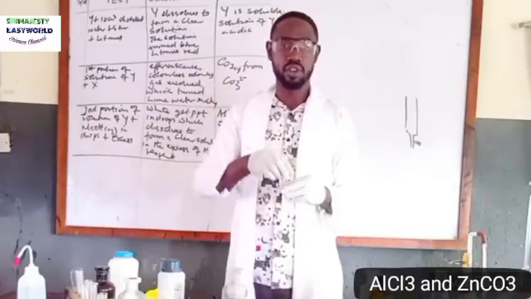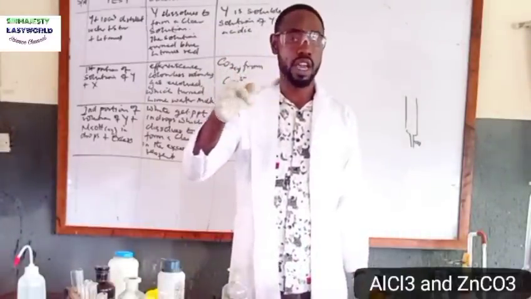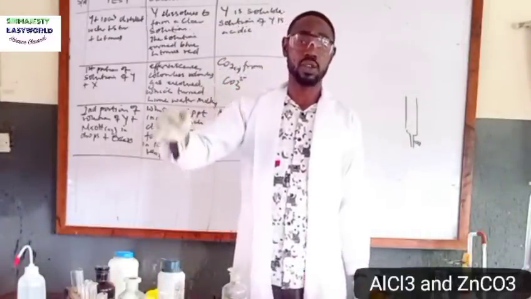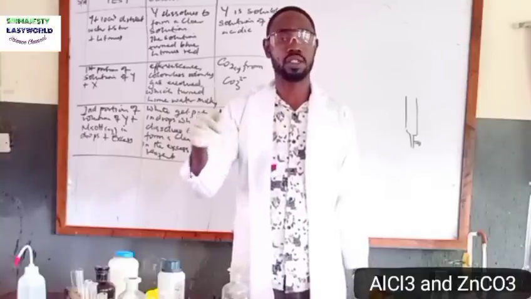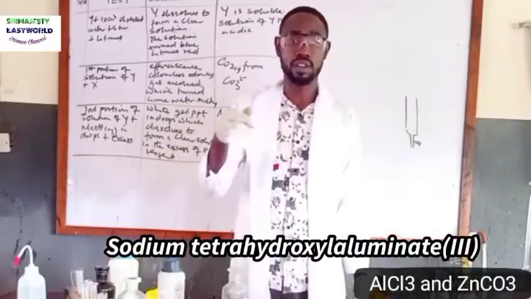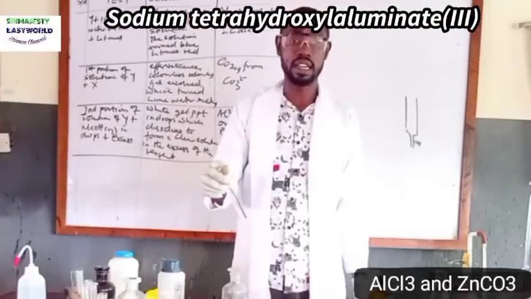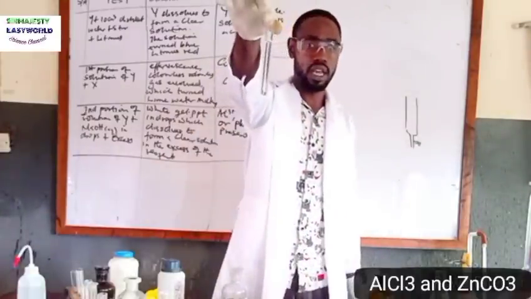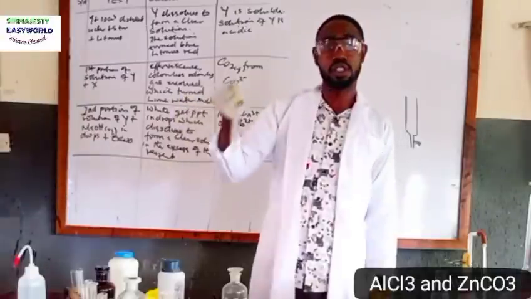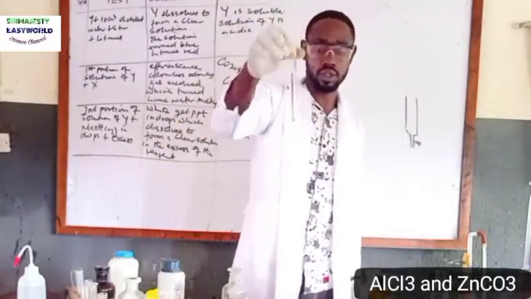So when I added in drops of sodium hydroxide, I'm explaining the chemistry, what was formed was actually aluminium hydroxide. Then adding excess of sodium hydroxide, the sodium hydroxide will now react with aluminium hydroxide to form a complex salt known as sodium tetrahydroxoaluminate, which is NaAl(OH)4. That is the compound here, and that's why it dissolves. If it is lead, it will still form the complex salt of lead. If it is zinc, it will also form the complex salt of zinc.